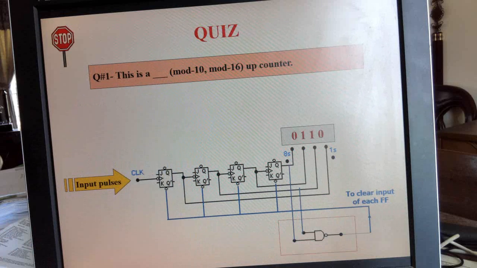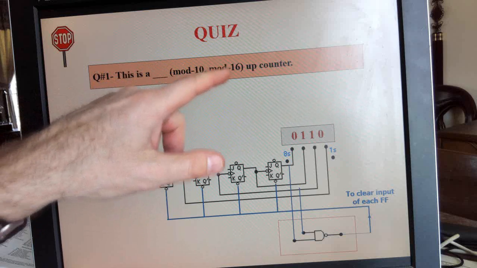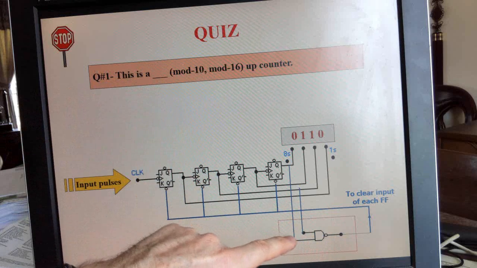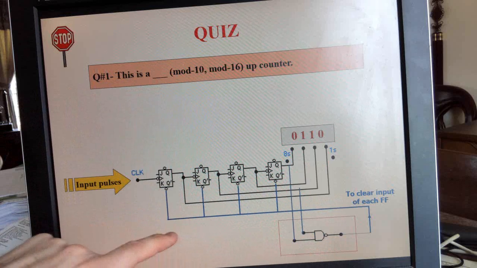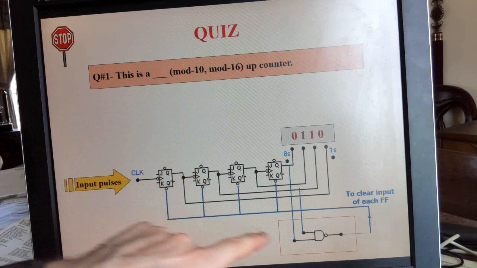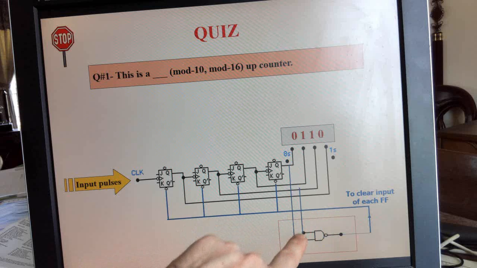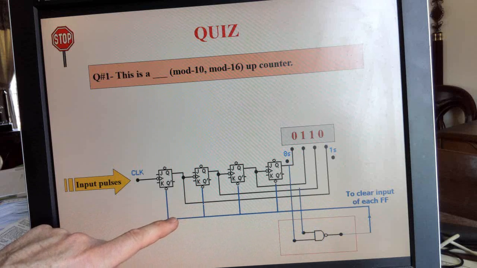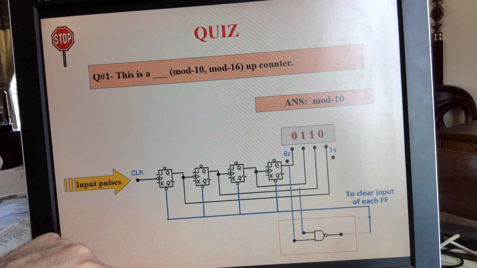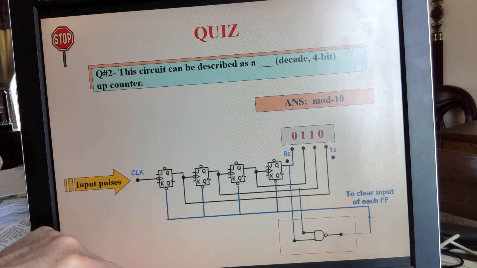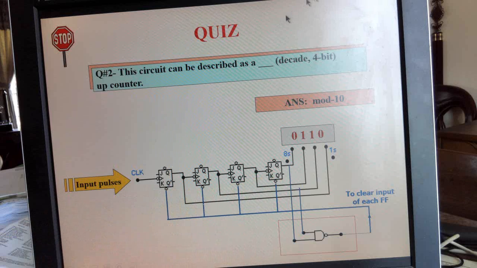Is this a mod 10 or mod 16 counter? Well, remember, the mod 16 counter didn't have any additional circuitry to stop it. It literally would count all the way through to 15, whereas this mod 10, as we saw in the previous example, has the additional circuitry which is going to clear this once you hit 10. So this would be a mod 10. This circuit can be described as a decade or a 4-bit up counter. It does have 4 bits, but it is not a 4-bit counter. It would be considered a decade counter since it only counts up to 9 and then recycles.